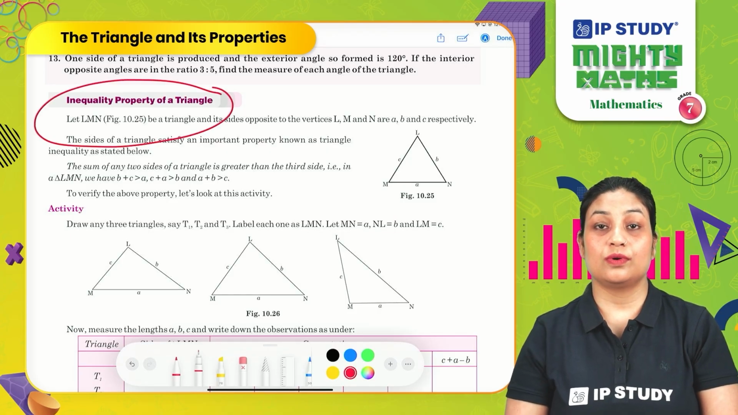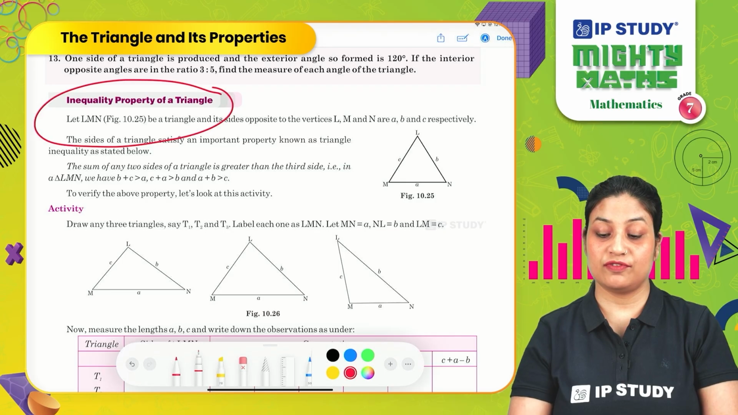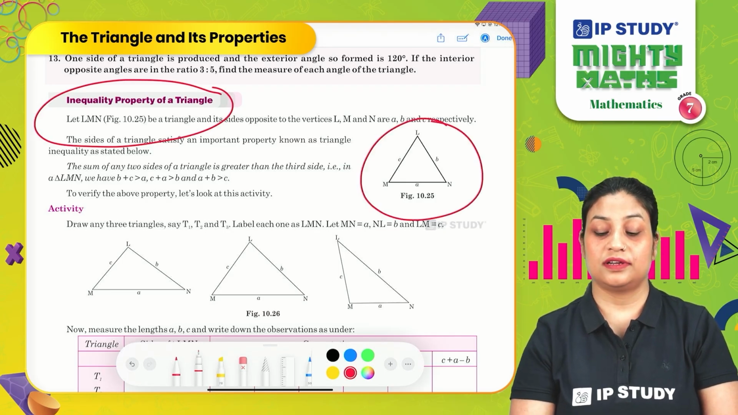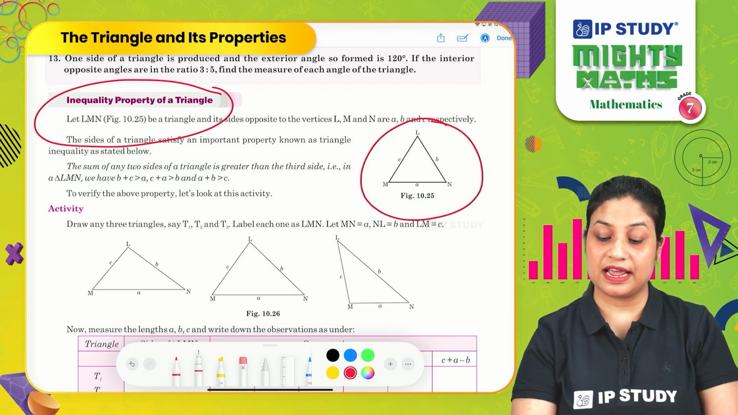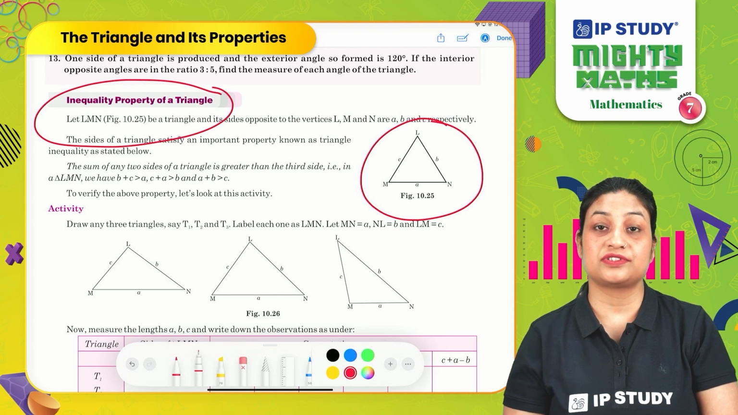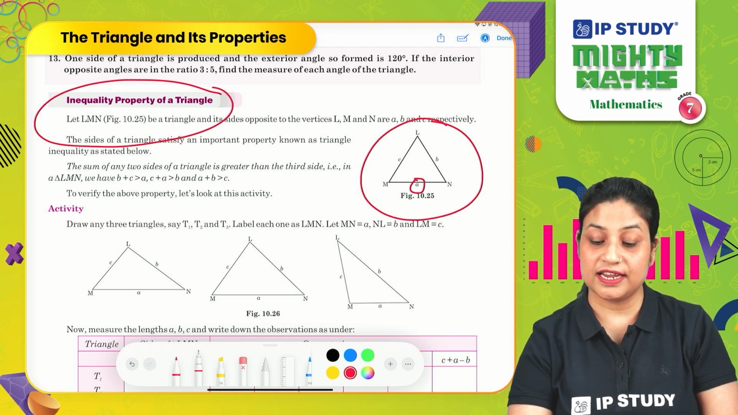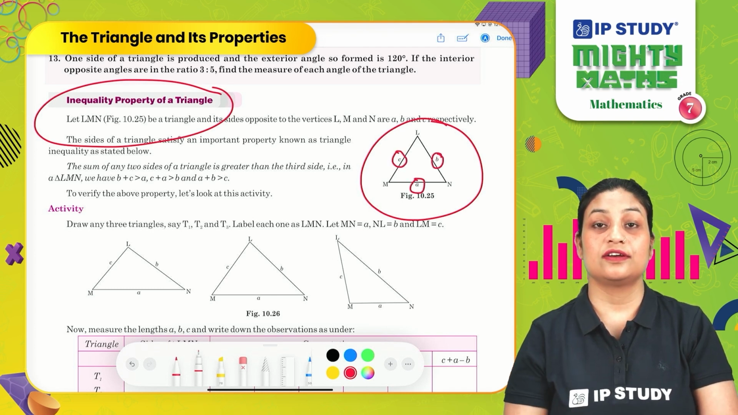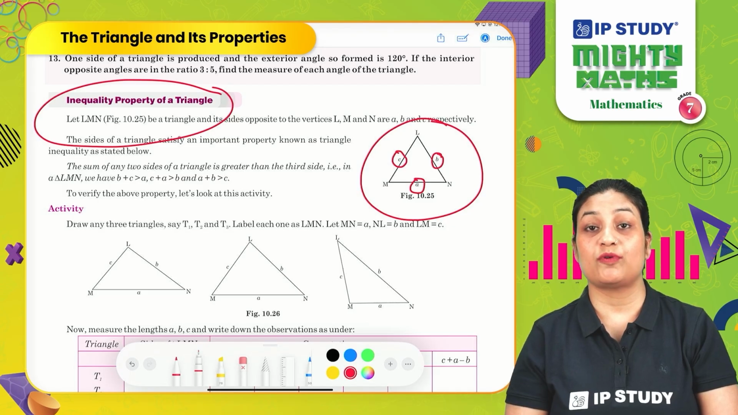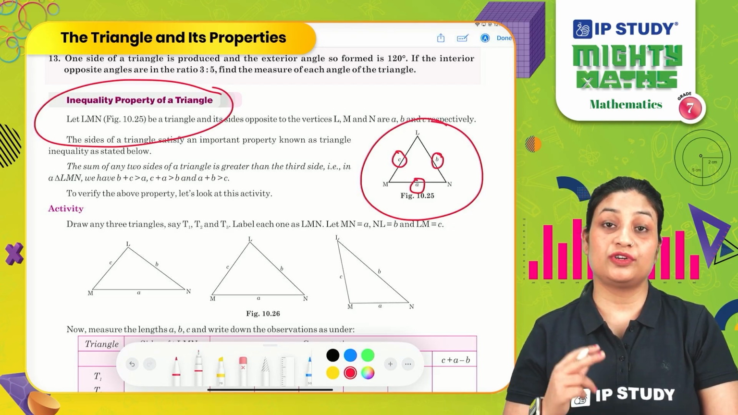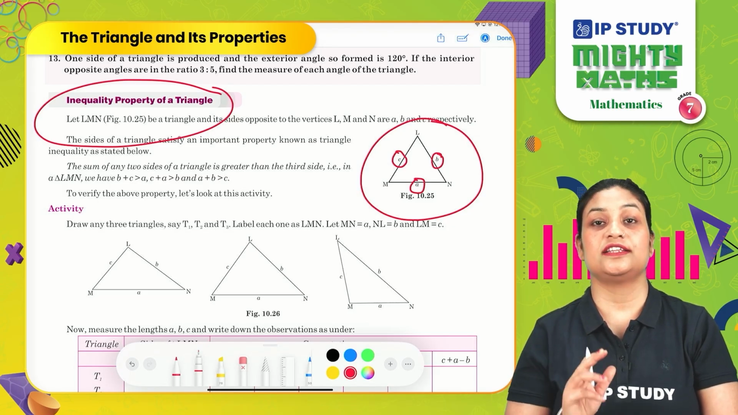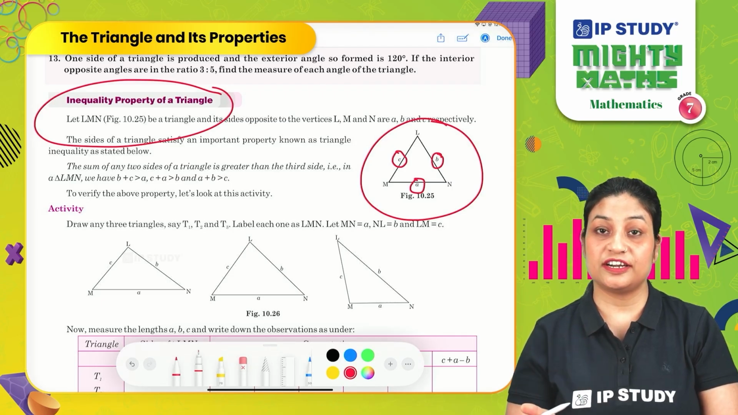Okay, so what it says? It says that if you have a triangle, let's say we have a triangle LMN, and the sides of this triangle are represented by side A, side B and side C. So according to the inequality property of a triangle, the sum of two sides is always greater than the third side, right? So let me write it for you over here.